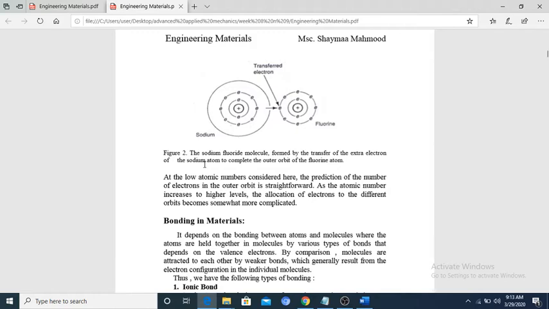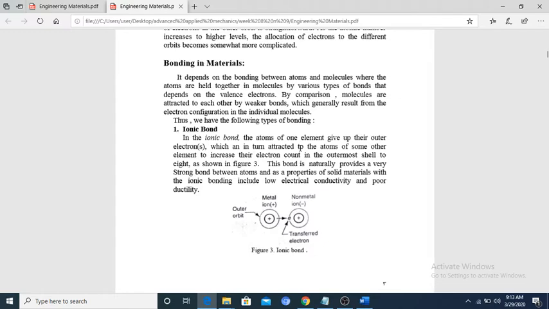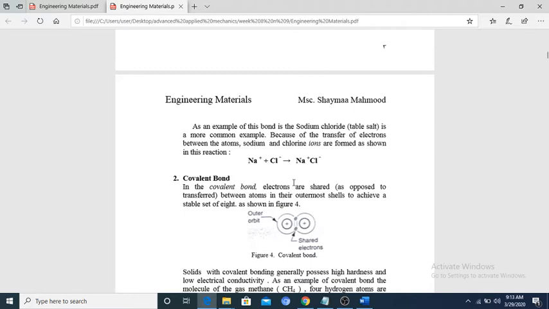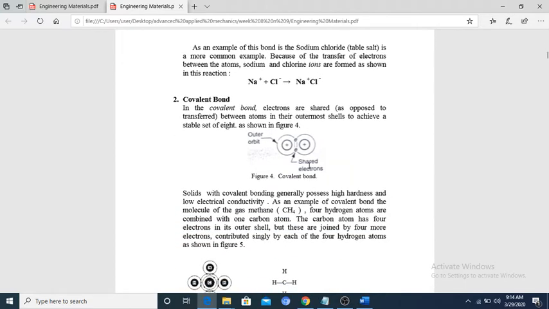So what is bonding in material? We have the ionic bond, whereby a positive ion goes to a negative ion. For example, sodium chloride is the most common example because of the transfer of electron between the atoms. Sodium and chlorine ions are shown in this reaction: Na plus Cl is equal to sodium chloride. And then number 2, we have the covalent bond.